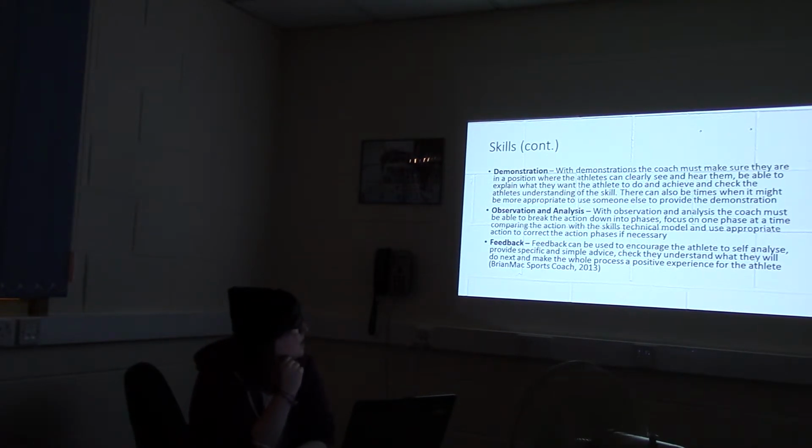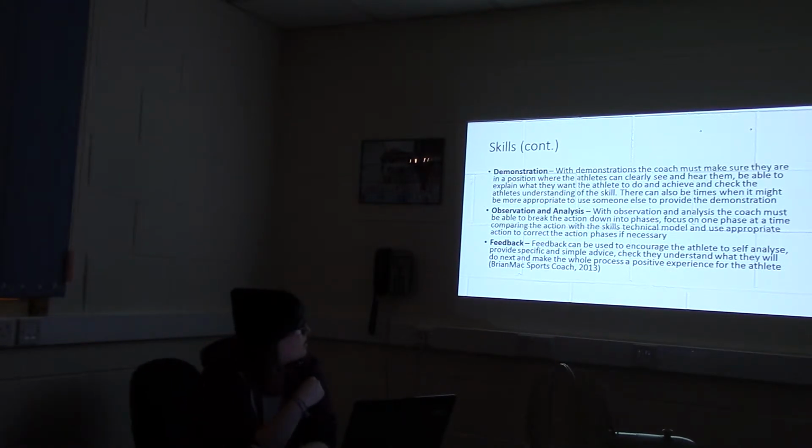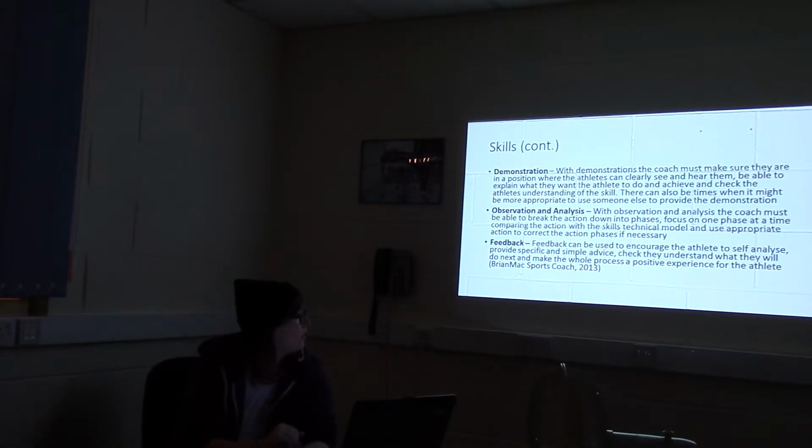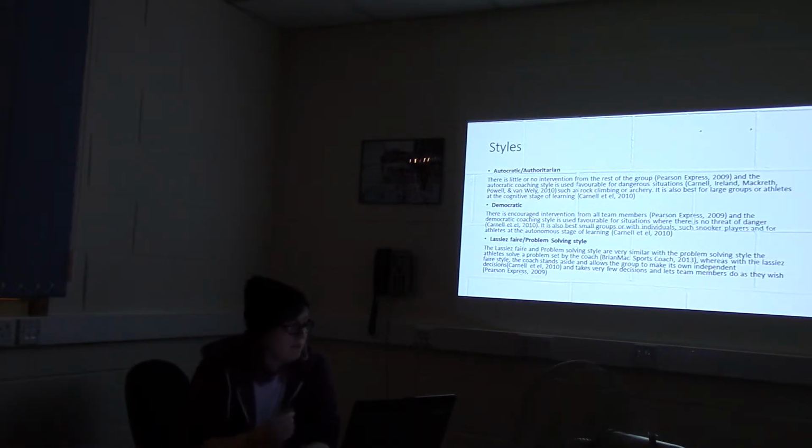Observation analysis. The coach should be able to break down the athlete's movement phases of the skill and compare it to the technical model and maybe use appropriate actions to correct particular action phases that may be wrong and be able to correct them. The coach should also be able to give constructive feedback, again to encourage the athlete for self-analysis, progressing them as a learner, and providing specific and simple advice, making sure that the athlete understands and making the whole process a positive experience for the athlete.